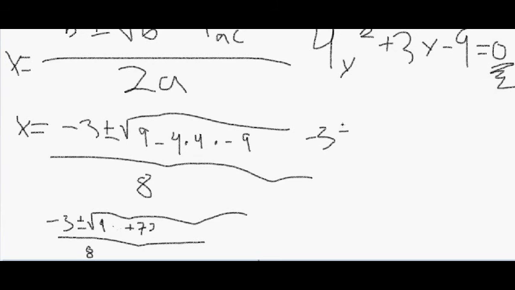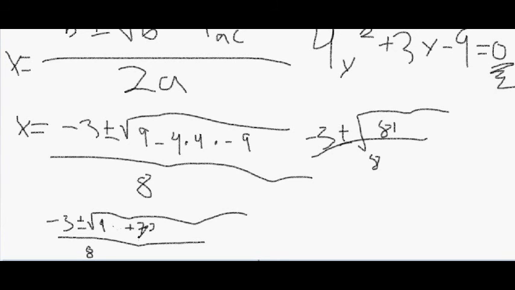Alright, let's go back here and finish that. So we have negative 3 plus minus the square root of 9 plus 72. And what's 9 plus 72? 9 plus 72 is 81. Equals 81 over 8. Okay. And then it looks like I may have done some math wrong here. 4 times 4, hold on. 4 times 4 is 8, right? 16. Oops, I made a mistake.